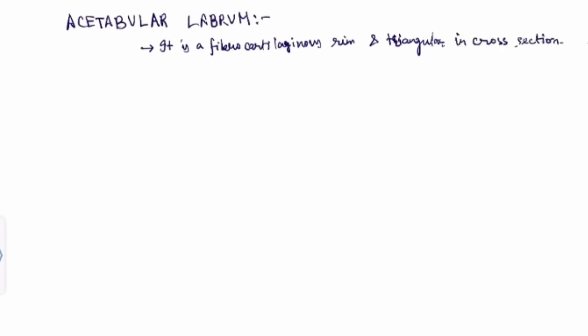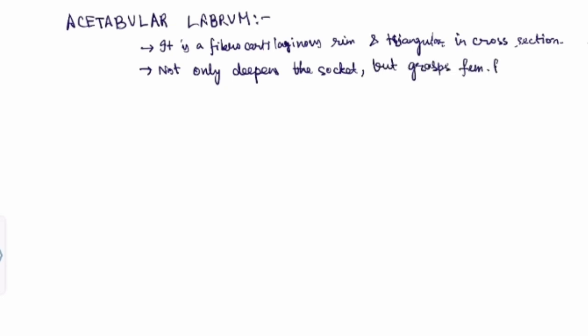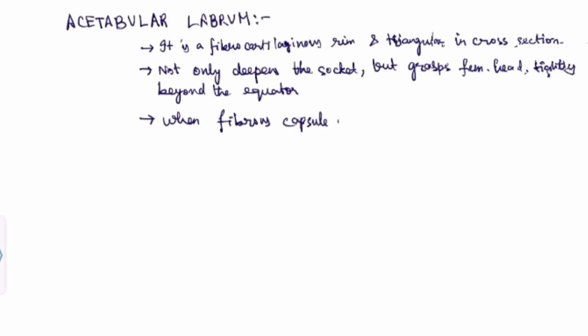It's a fibrocartilaginous rim and triangular in cross section. It not only deepens the socket, but it grasps the femoral head tightly beyond the equator. Next point is when the fibrous capsule is disconnected. Suppose the fibrous capsule got damaged or disconnected, then this labrum retains the femoral head in position.